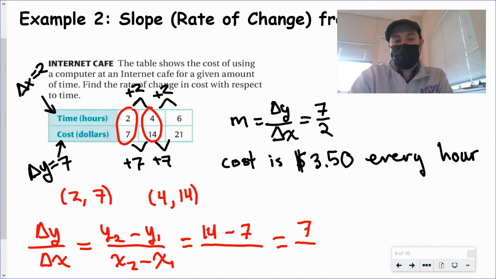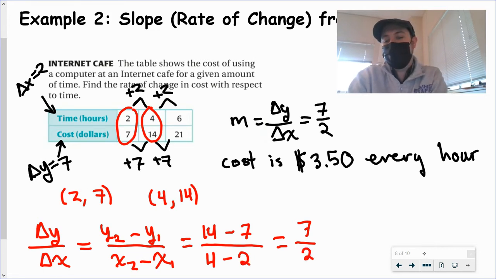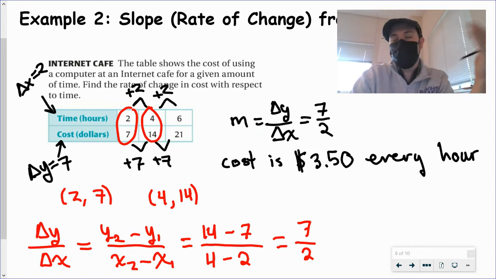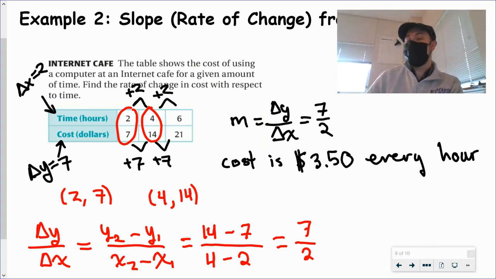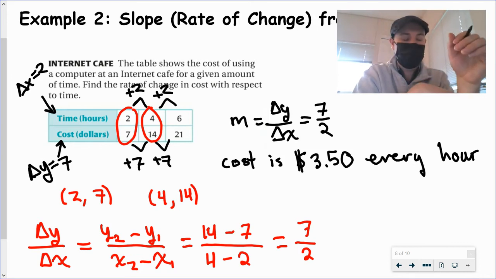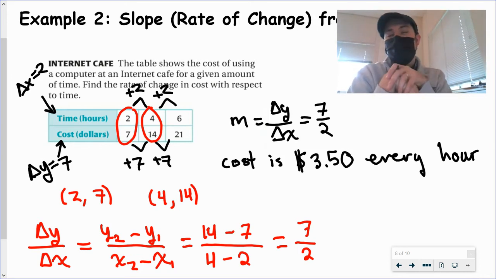For the x, I take the x coordinate from my second point, 4, and subtract the x coordinate from my first point, 2. 4 minus 2 is 2. So my change in x is 2. Again, not a surprise. When we looked at the table, we could already see it was going up by 2. Of course, it's not always so easy to just see that, and so this formula is going to be really helpful as we get into more and more challenging problems. So that's how we apply the formula to find slope.